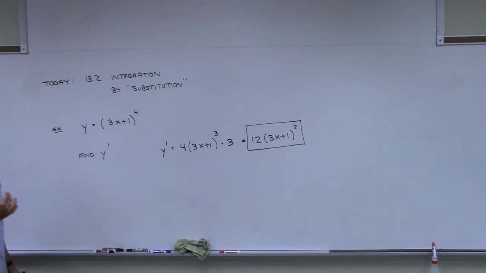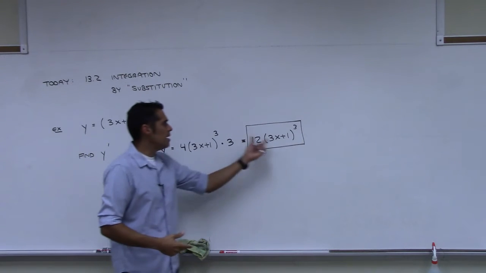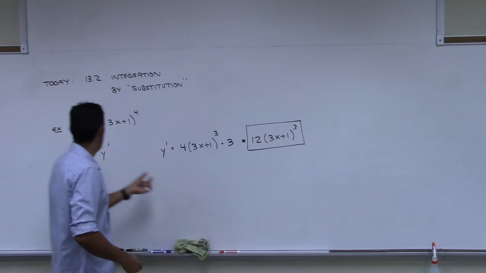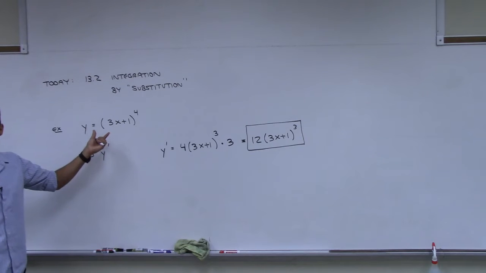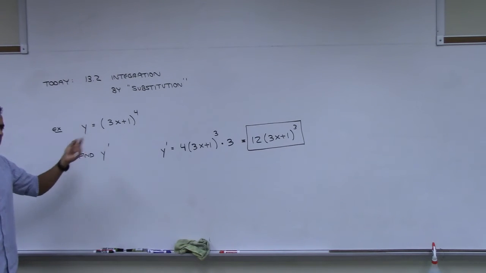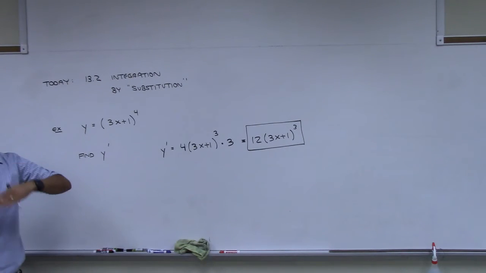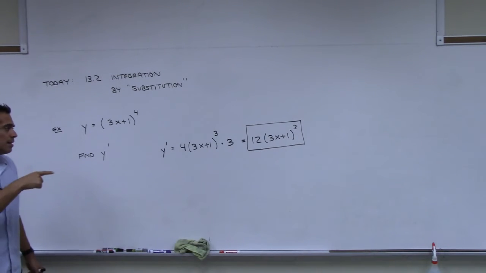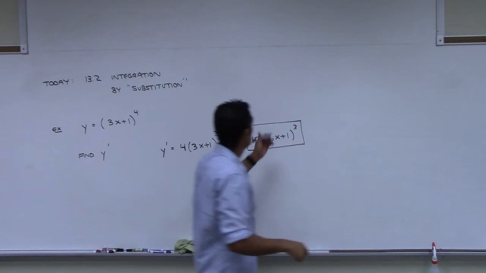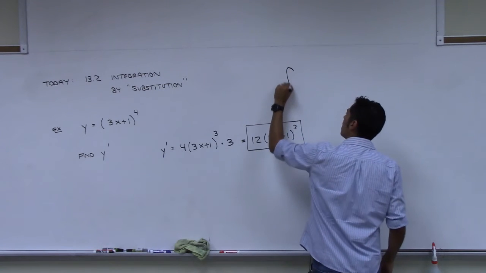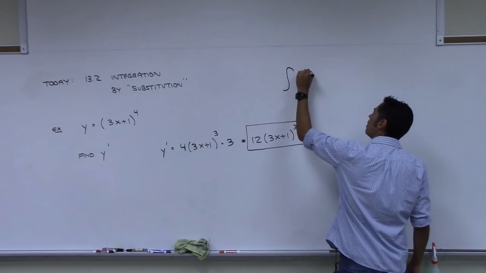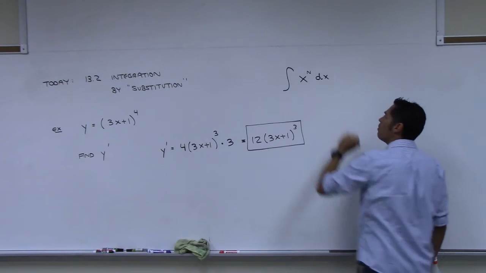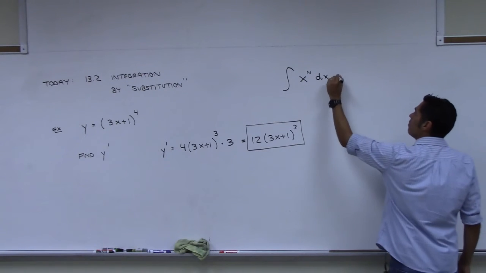The question today is, how do we go backwards, from this back to this? To do it, that means take the antiderivative. We have not dealt with anything like this. What we've been able to do so far is take the antiderivative of x to a power. We have a formula for this, in fact. We did this in class.